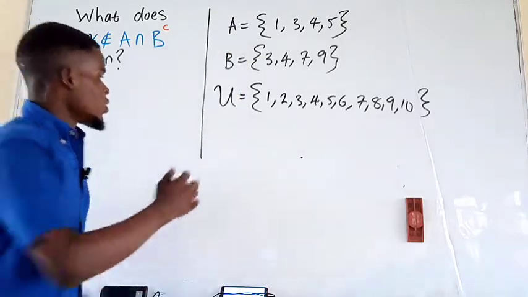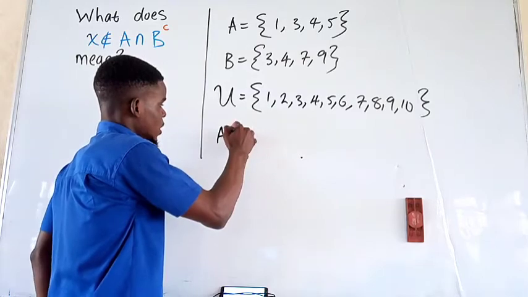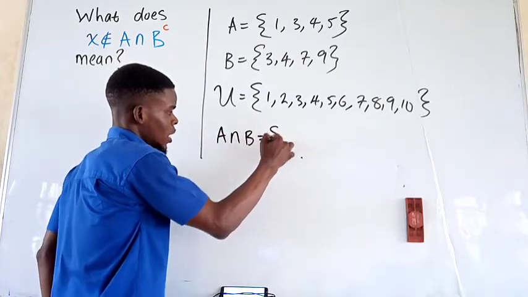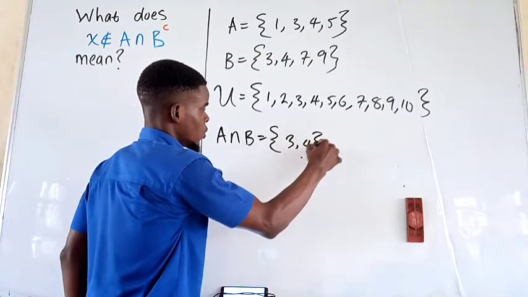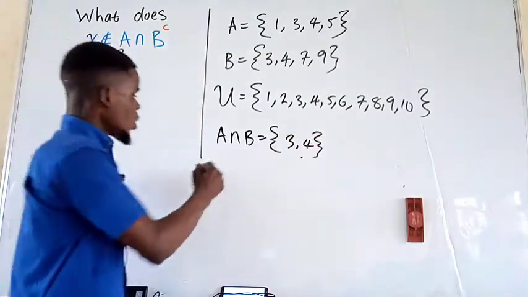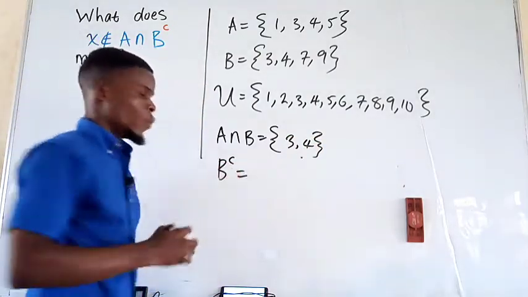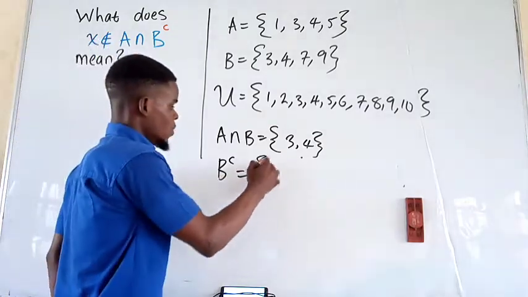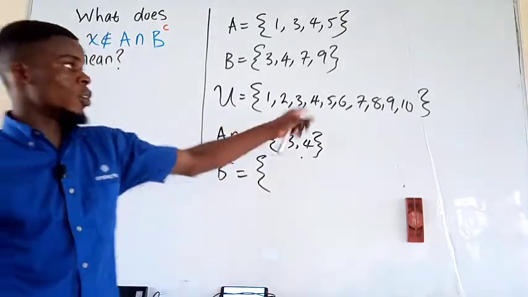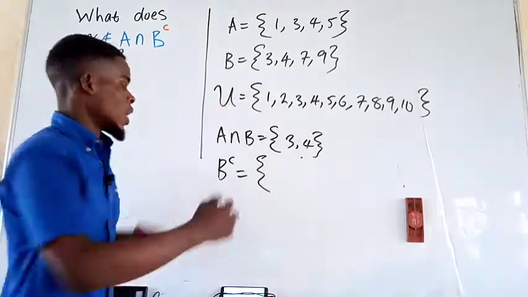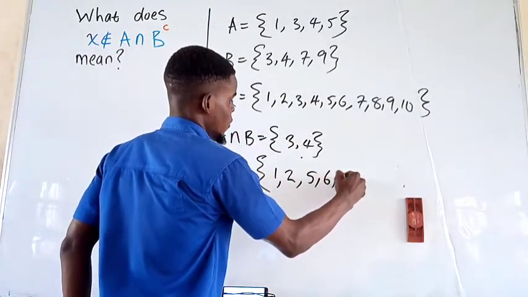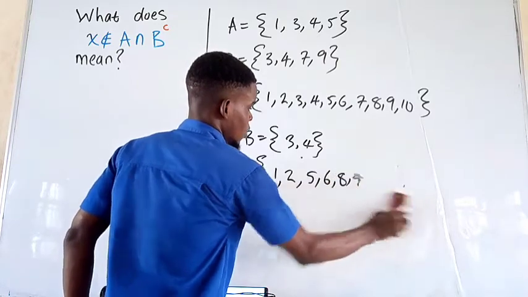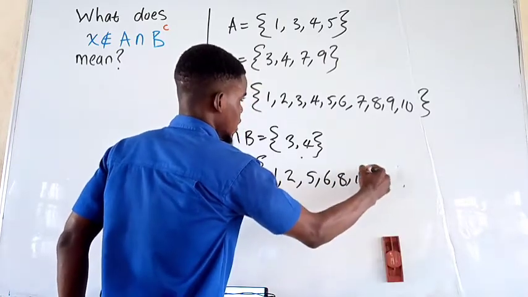Great. Now, let's talk about the element A intersection B. That means the elements that are common to both A and B, which are just 3 and 4. When we talk about B complement, we are talking about elements that belong to the universal set, but not the set B itself. So we can list them: 1, 2, 5, 6, 8, and 10.